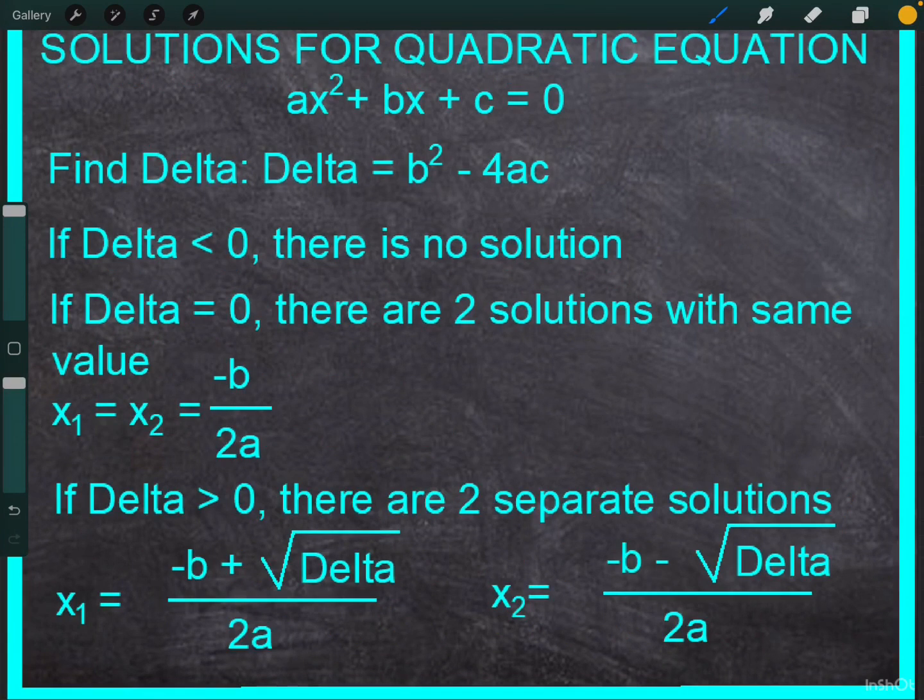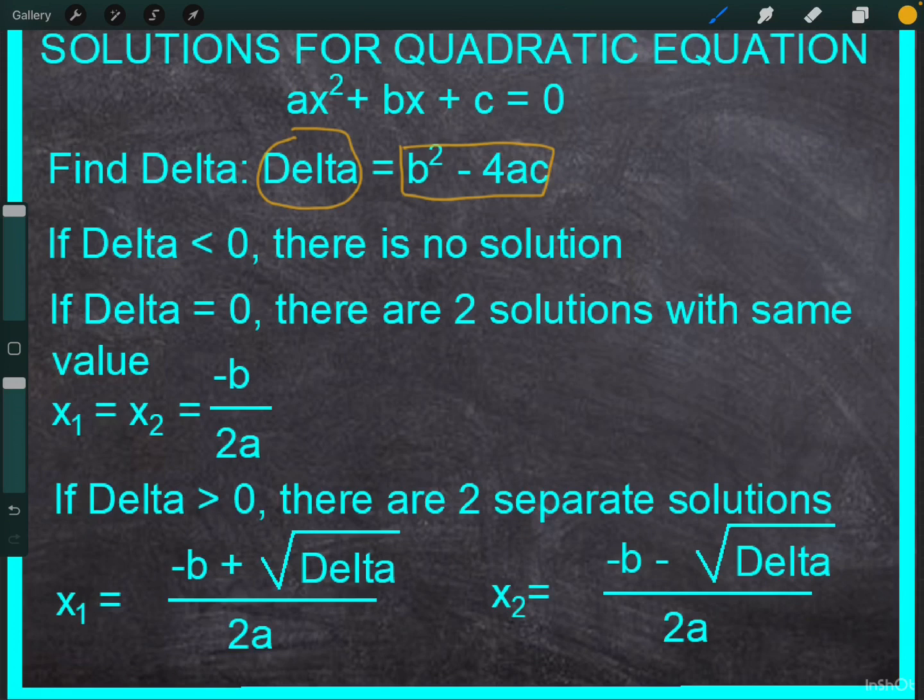So how do we find the solutions for a quadratic equation ax squared plus bx plus c equals 0? There are many ways to find the solutions, but I think the quadratic formula is the easiest way to solve any quadratic equation. First of all, you need to find delta, and you have to memorize this one. Delta equals b squared minus 4ac. We always remember that.